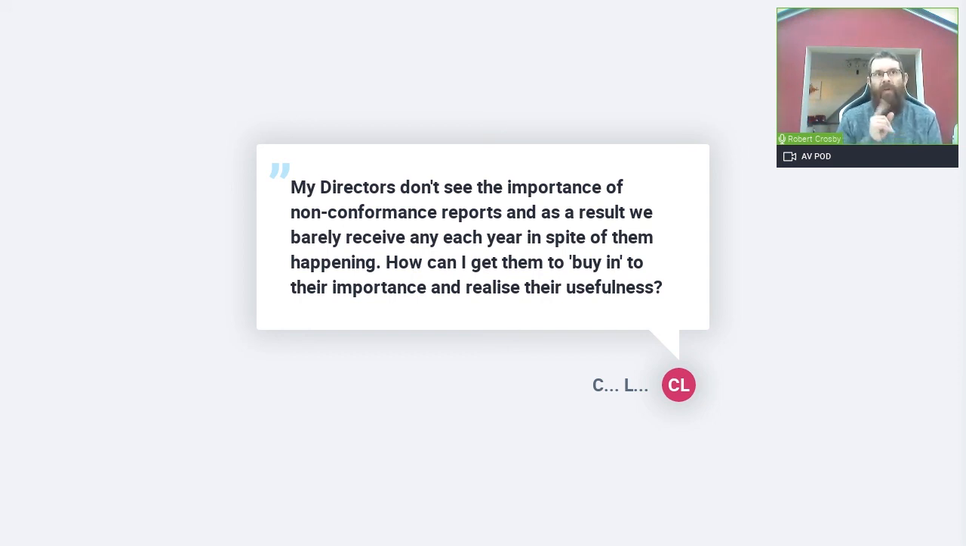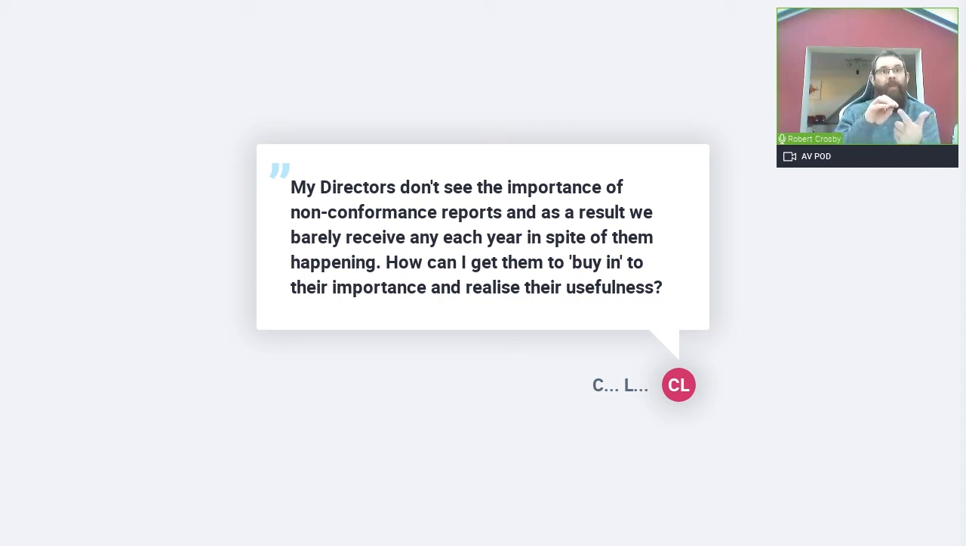Just one other thing before we move on, Caroline, as well. You could look at the actual consequence of these non-conformances happening, and if it can be linked to, for example, cost base. Is it costing the company? Is it costing the company in your time correcting it? Is it costing people's time in correcting it?